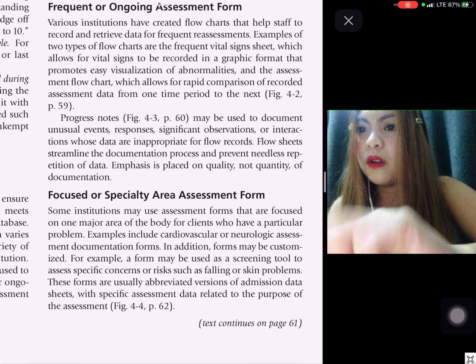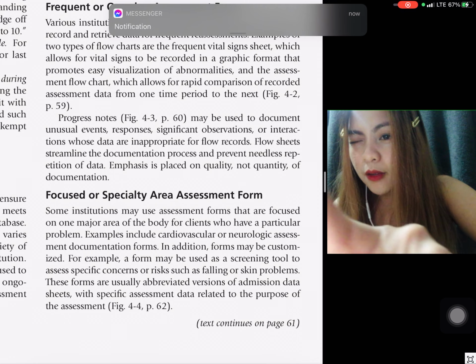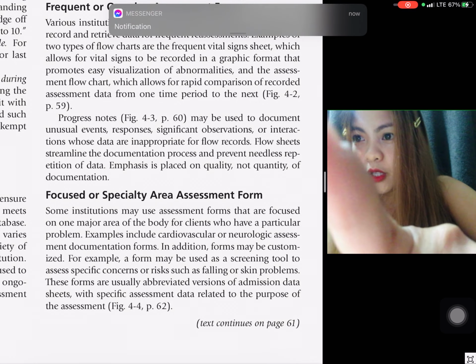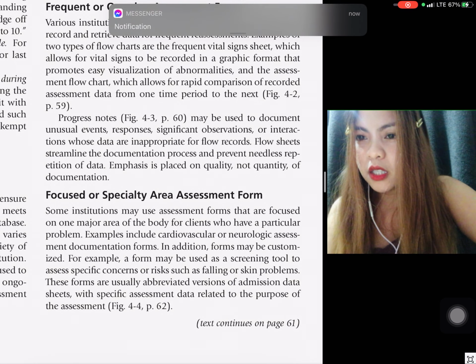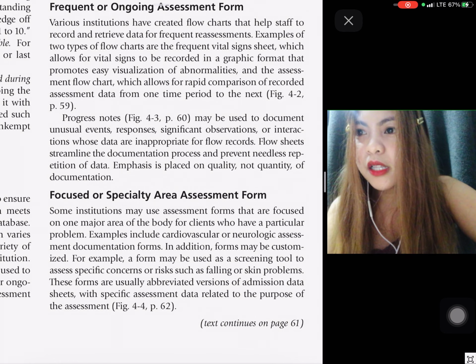Focus or specialty areas assessment form. Some institutions may use assessment form that are focused on one major area. For example, may assessment form tayo na para lang sa cardiovascular or neurological assessment documentation. Yan. Pwede yun din ilagay lang. Meron din concern like katulad sa fall or kaya skin problem.